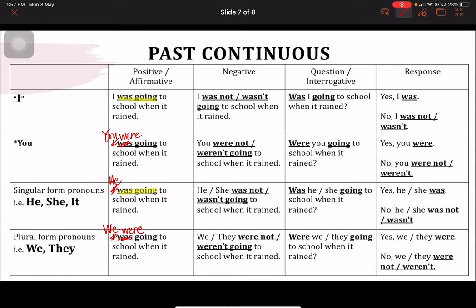If you see the negative, you were not going. You see the colored responses: I was not or wasn't; he or she was not or wasn't. How do you ask a question? Was I going to school when it rained? Was he or she going to school when it rained? What about the plural form? Were you going to school when it rained? Or were we or they going to school when it rained? And there are the short responses.